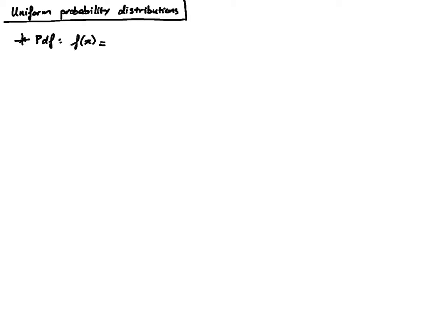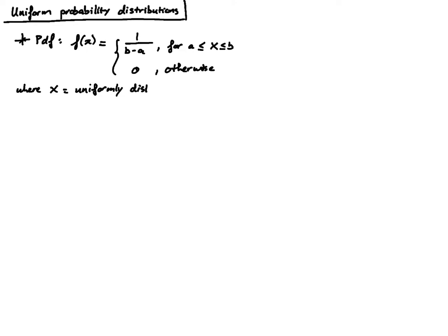f(x) is equal to 1 over b minus a for x between a and b, and then 0 otherwise, where x is a uniformly distributed variable, or in other words is a variable with a uniform distribution, and a and b are two constants.